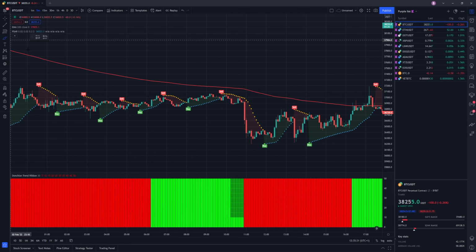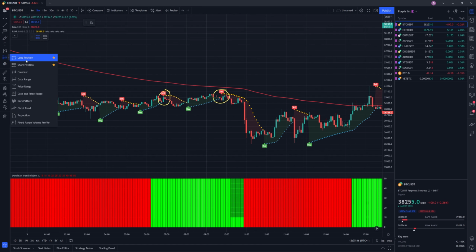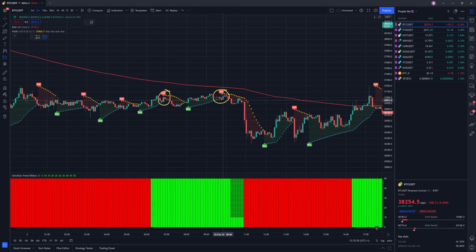So right here is the first one. And right here is the second one. That is where we take the next candle as a short position. So the route would be right here. It went down here, so we take a short position at the beginning of the next candle. So that's right here.